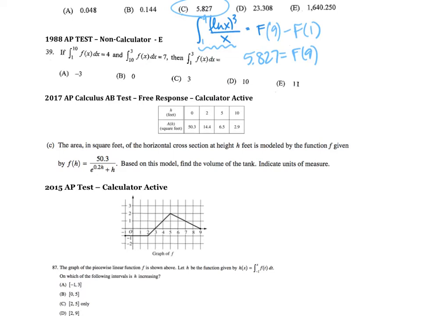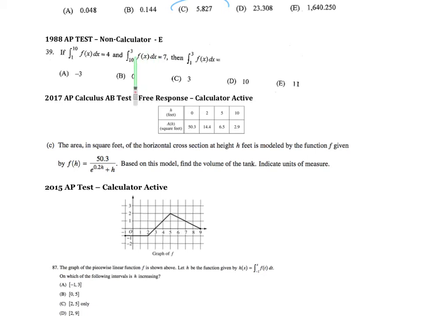On number 39, what we've got is just remembering our integration rules. So if we've got the integral from 1 to 10 is 4, and from 10 to 3 is 7, we need to know if we were to flip those bounds and make it from 3 to 10, we've got to negate our answer, which would be -7.